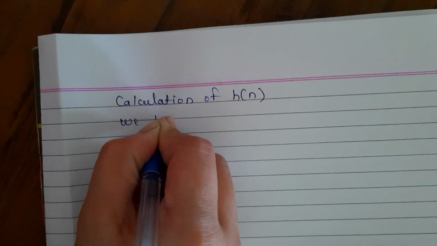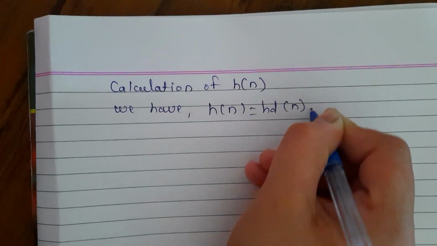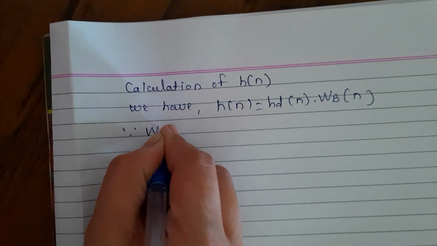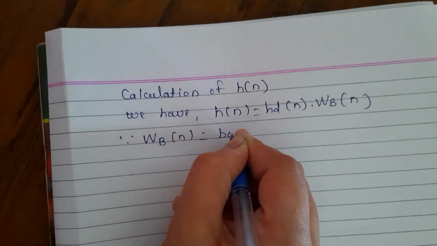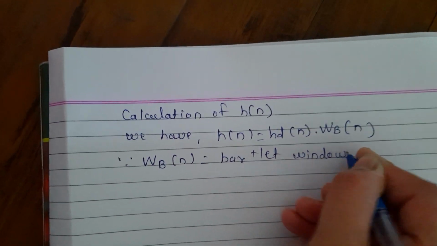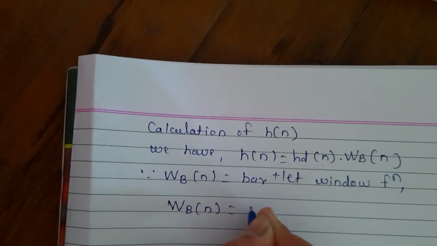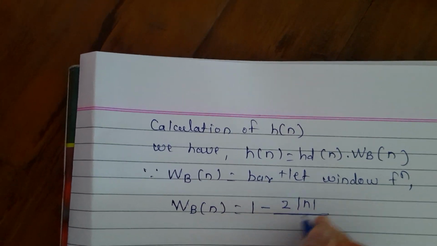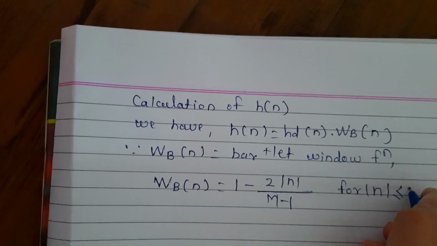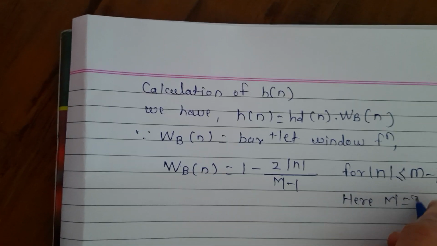Now we have h of n is equal to hd of n into omega b of n, where this omega b of n is the Bartlett window function, and it is given by the equation 1 minus 2 mod n by m minus 1 for n less than or equal to m minus 1. Now here m is equal to how much? It is 7.